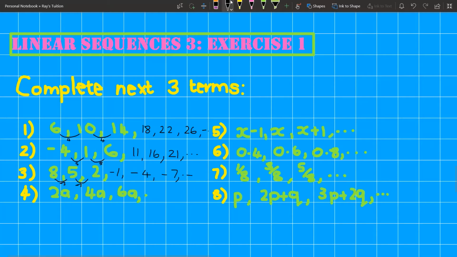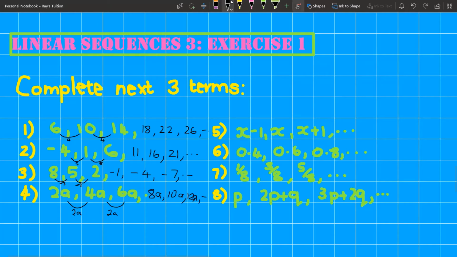Okay, so the next one has a's in it, but we don't approach it any differently. We find out what is that common difference. So to get from 2a to 4a, we had to add 2a, and to get from 4a to 6a, we had to add 2a, so we're adding 2a each time. So then the next term should be 8a, and then 10a, and finally 12a.